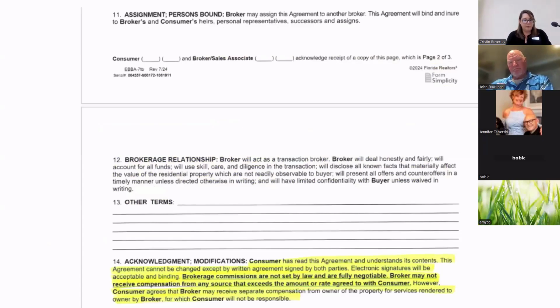All right, number 11, we have the assignment. Persons bound. The broker may assign this agreement to another broker. This agreement will bind and inure to the broker and consumer's heirs, personal representatives, successors, and assignees.